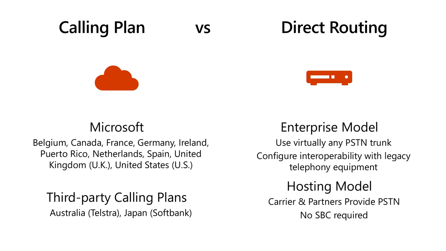There's also the hosting model. So with direct routing there's two: enterprise and hosting. The hosting model is where the carrier will set up the direct routing for you, and they'll have an SBC and it'll be shared across many customers.